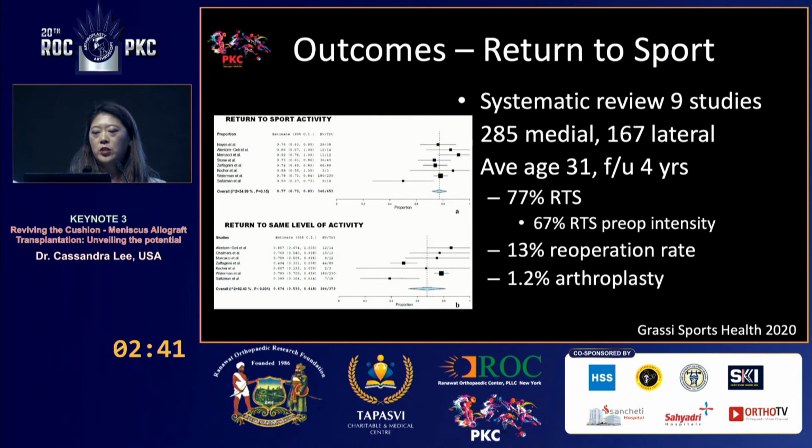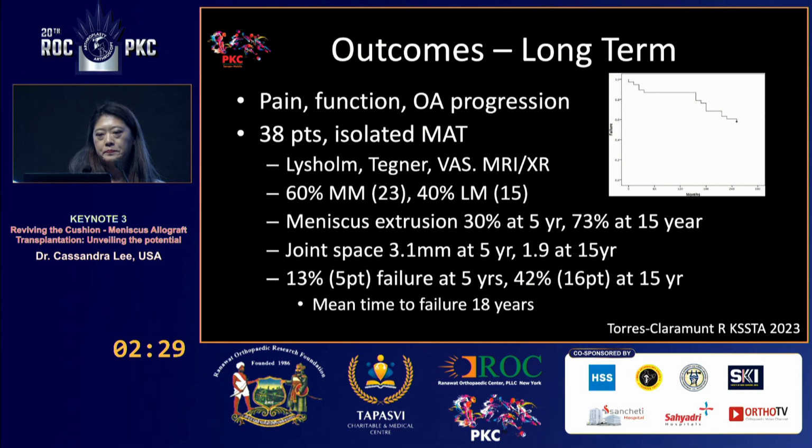You can see the reoperation rate, which again is different than the failure rate, right? So what is our outcome here? Is it failure or reoperation? Reoperation rate is about 13%, but failure, so going straight to arthroplasty, so failure of the joint organ, is about 1%.